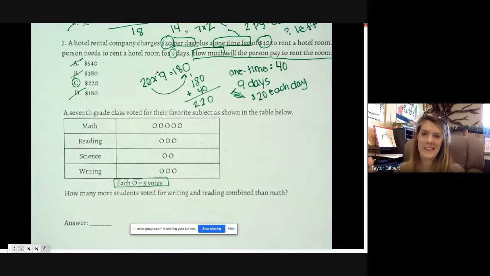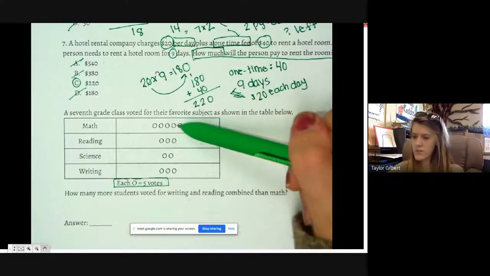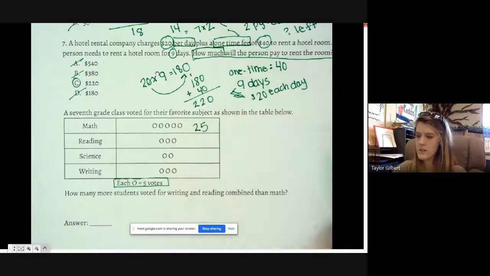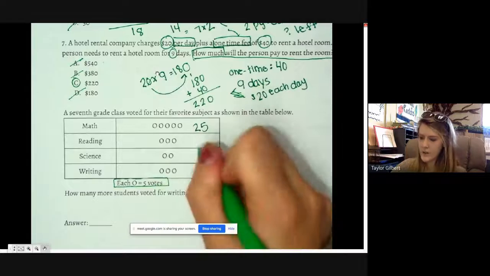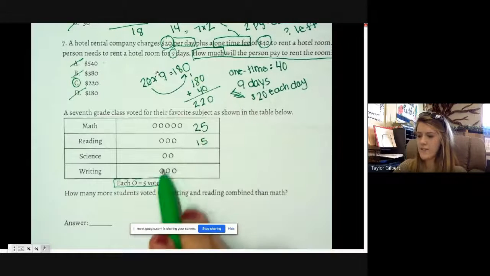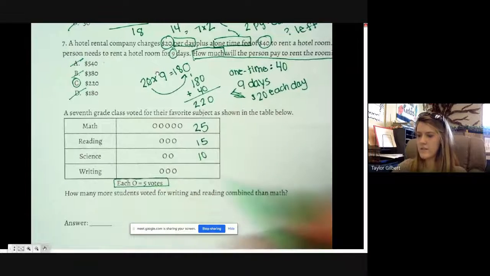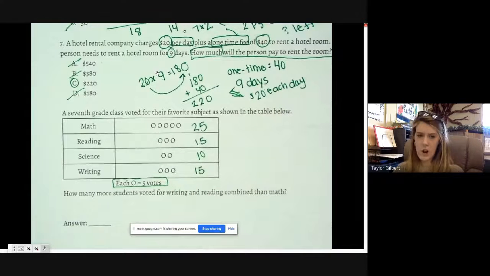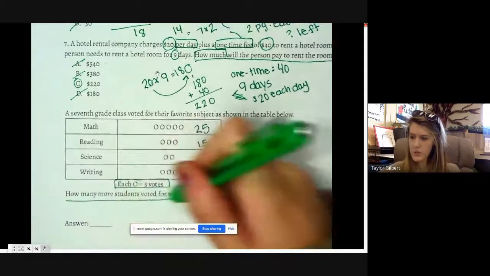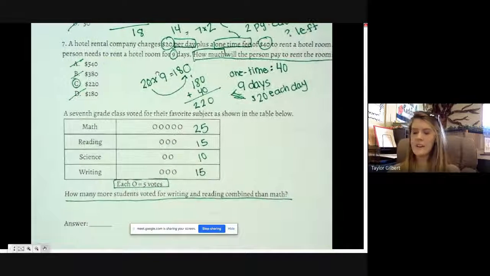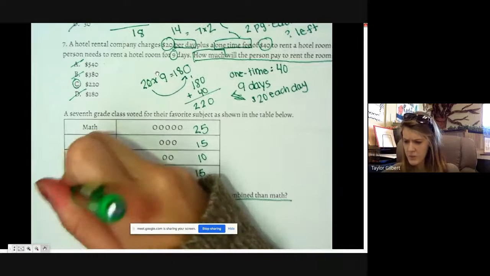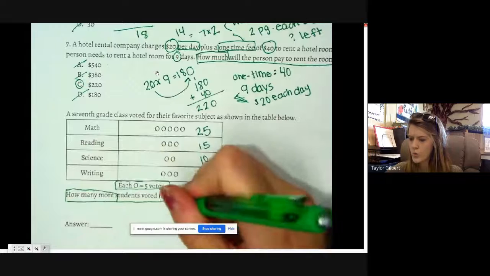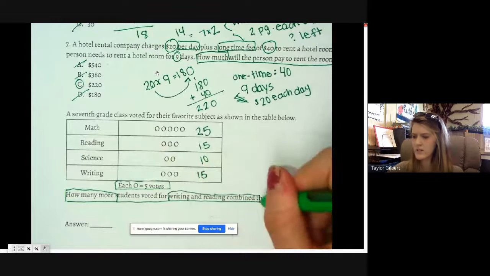So let's go ahead and see how many kids like each subject. 5, 10, 15, 20, 25. 25 like math. 5, 10, 15 like reading. 5, 10 like science. 5, 10, 15 like writing. Okay, our question. How many more students voted for writing and reading combined than math? Okay, how many more voted for writing and reading combined than just math?